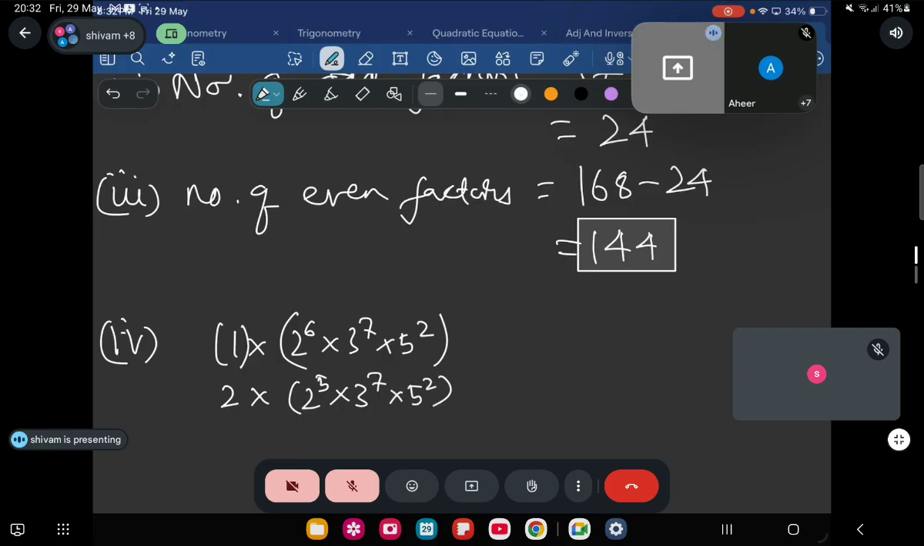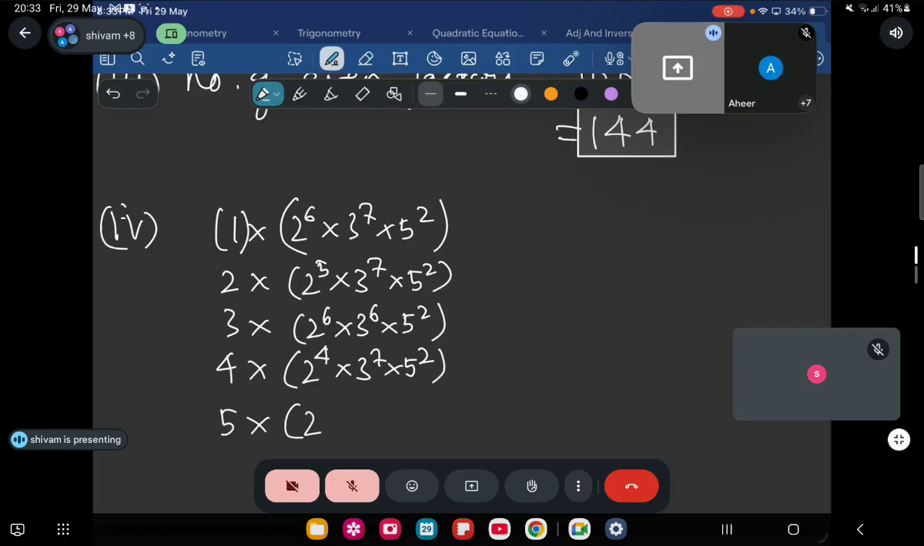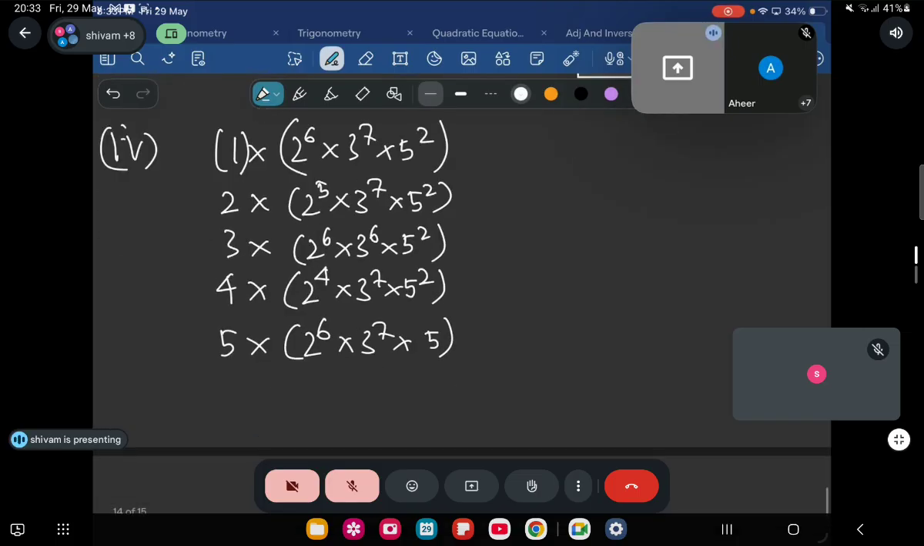Right, tell me. Another way to write it as 3 into 2 to the power 6 into 3 to the power 6 into 5 square. Another way to write it as 4 into 2 to the power 4 into 3 to the power 7 into 5 square. Right. Another way to write it as 5 into 2 to the power 6 into 3 to the power 7 into 5. Okay, another way to write it as 6 into something, dot dot dot.